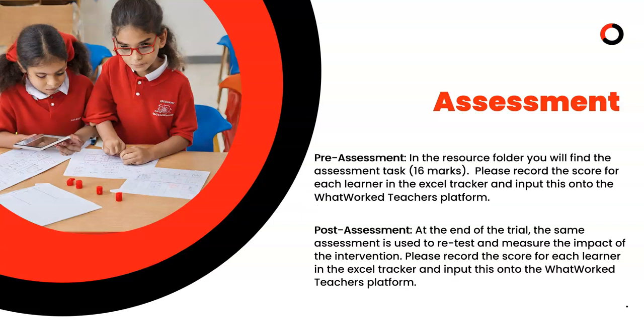So the assessment. You will find the assessment, the pre and the post, in the resource folder, and this is marked out of 16. Please record the score for each learner in the Excel tracker and input this onto the What Work Teachers platform. We use exactly the same assessment, it's just labelled as post. So at the end of the trial, use this assessment to retest to help us measure the impact of the intervention. Again, just record the scores for each learner in the Excel tracker and input this into the What Work Teachers platform.